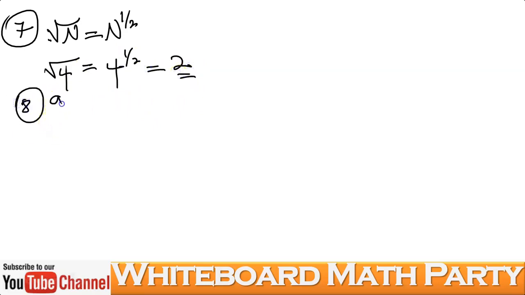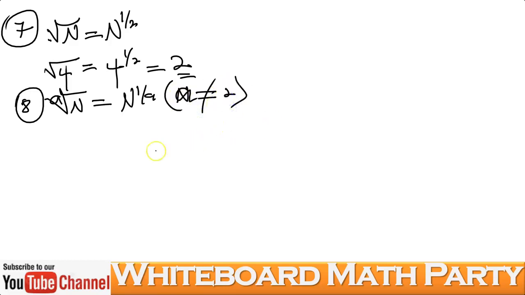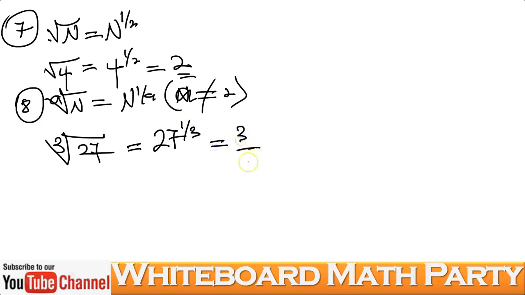Rule number 8. The a-th root of n can also be written as n raised to the power 1 over a. Note here that a is never equal to 2. With that in mind, let me give you an example. An example is the third root of 27. This can further be expressed as 27 raised to the power of 1 over 3. And as we know, the third root of 27 is exactly the same thing as the number 3.